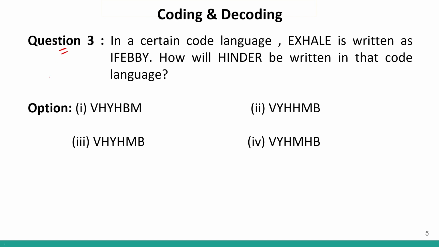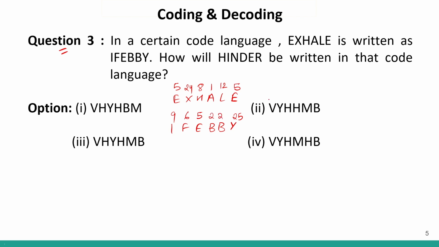Okay, question number 3. In a certain code language, Excel is written as this, and how will Hinder be written in that code? So for Excel, the code is IFEBBY. E is 5, this is also 5. L is how much? 12. This is 1, H is 8 and X is 24. I is 9. Y is 25. F is 6. E is 5. B is 2.